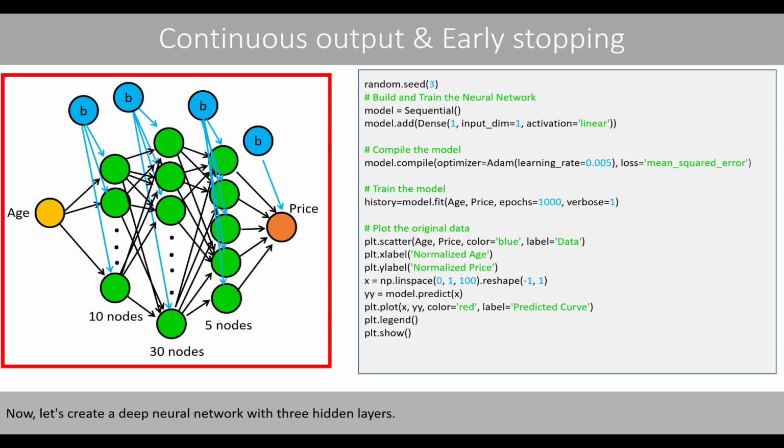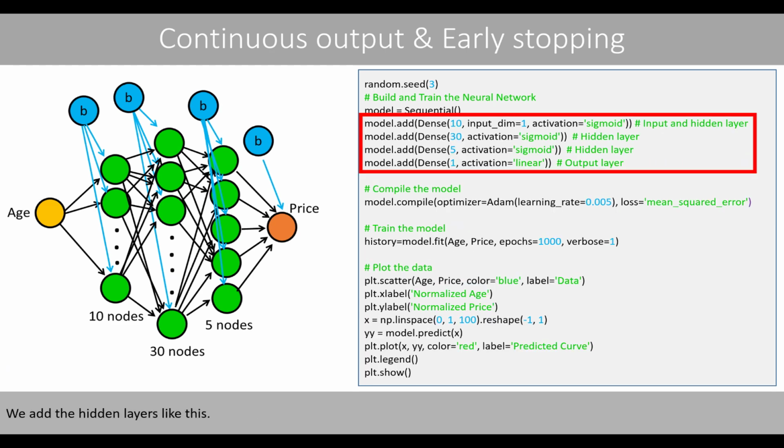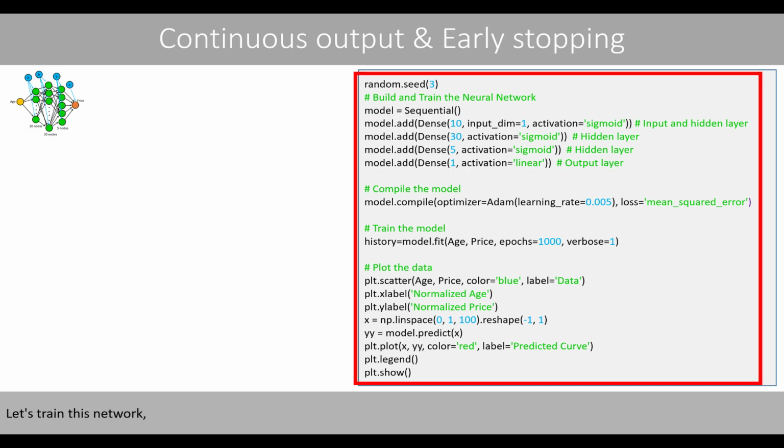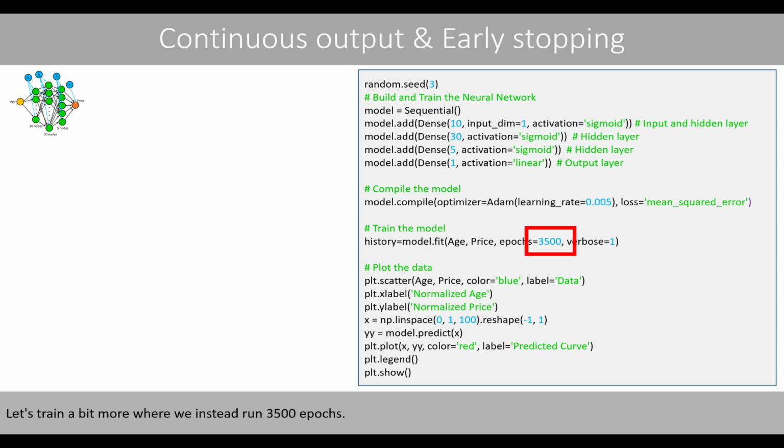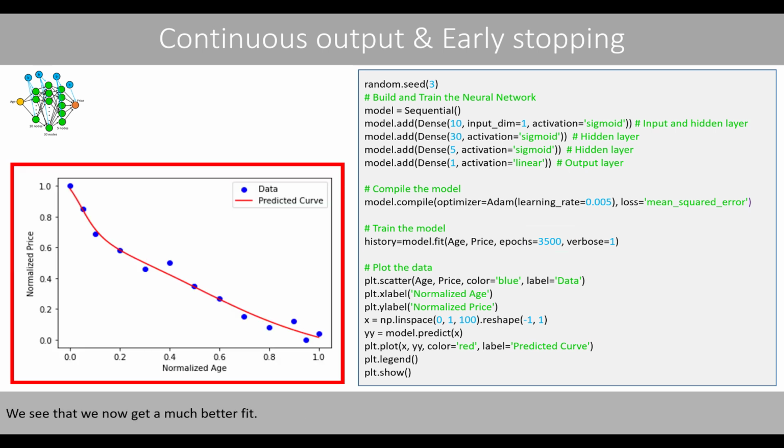Now, let's create a deep neural network with 3 hidden layers. We add the hidden layers like this. Let's train this network and plot how it fits the data. We see that we get a bad fit to the training data. Let's train a bit more, where we instead run 3,500 epochs. We see that we now get a much better fit.